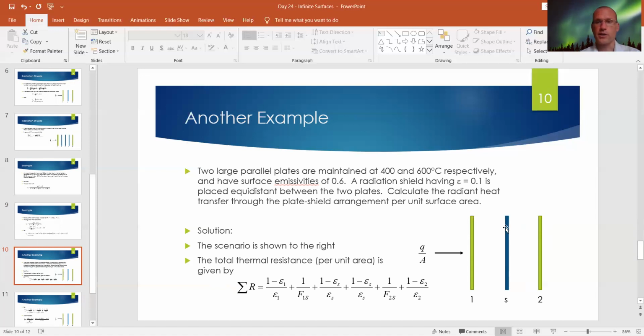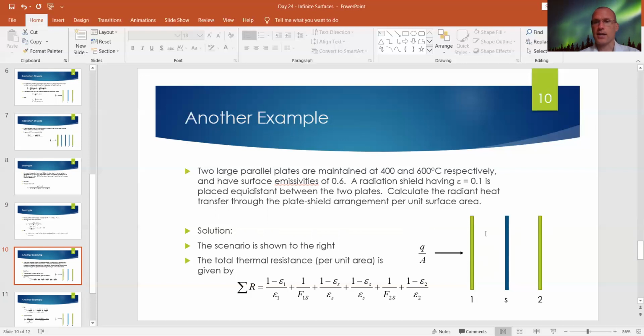Place it equidistant between the plates, right in the middle. I want to calculate the radiant heat transfer through the plate-shield arrangement per unit surface area. So Q/A is what I'm looking for in this case. Notice that in this case I don't have the same epsilon: this one's 0.6, this one's 0.6, but the shield is 0.1. So I can't simply use that 1/2 that we used before, because all my epsilons are different.